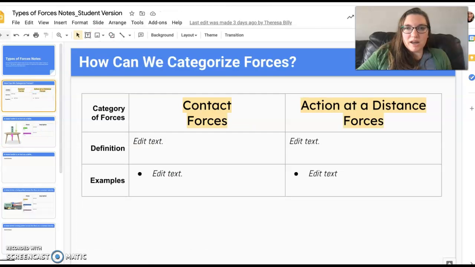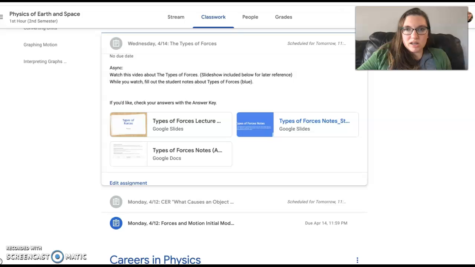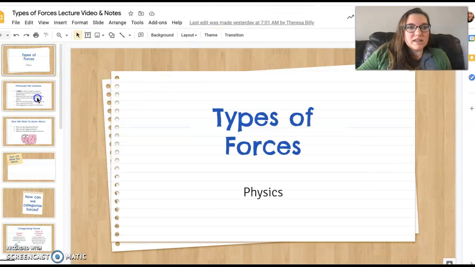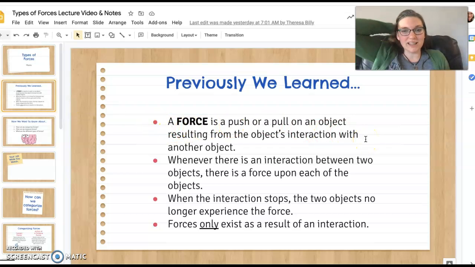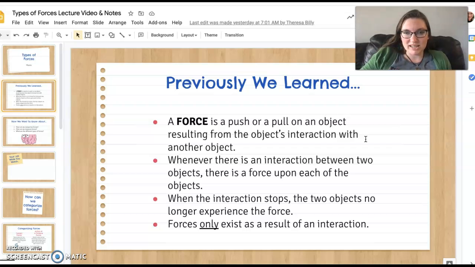So let's get started. All right, on Monday or Wednesday, you learned that a force is a push or pull of an object. Basically, a force is something that is causing an object to move, or acting on an object. It's a push or a pull that, if it's unbalanced, is going to cause that thing to move. So that interaction is the force that's happening there.